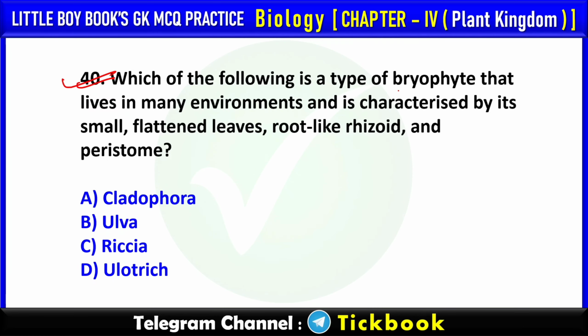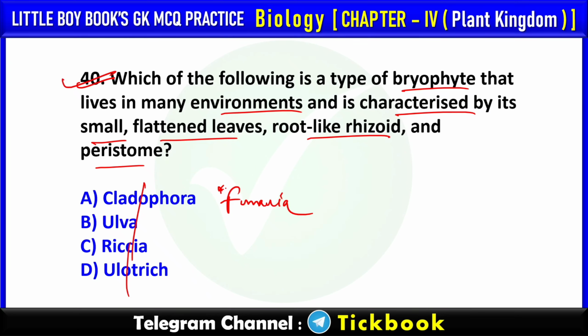Question number 40. Which of the following is a type of bryophyte that lives in many environments and is characterized by its small, flattened leaves, root-like rhizoid, and peristome? These all options are incorrect. Its correct answer is Funaria. Funaria is the correct answer. Alright.